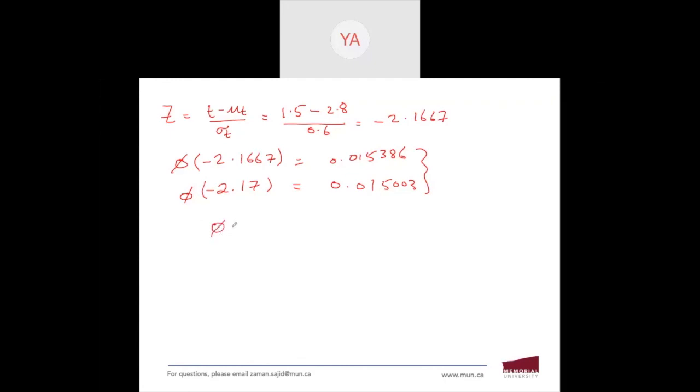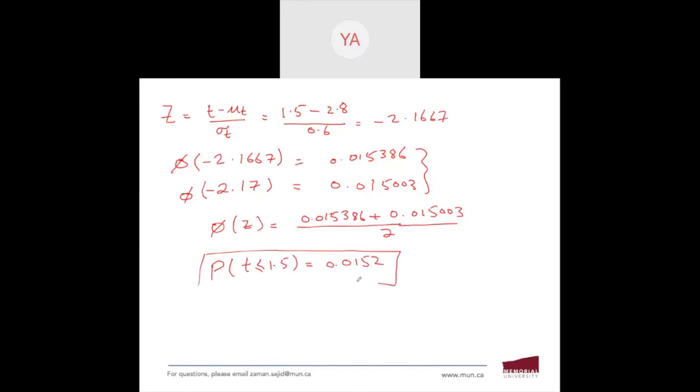So phi of z basically will be, we just average these two numbers. Now at some point you don't need to do the average, that is coming in the next part. So 0.015386 plus 0.015003 over 2. Once you solve this, your probability at t less than or equal to 1.5 is 0.0152. So that's your answer for the first one.